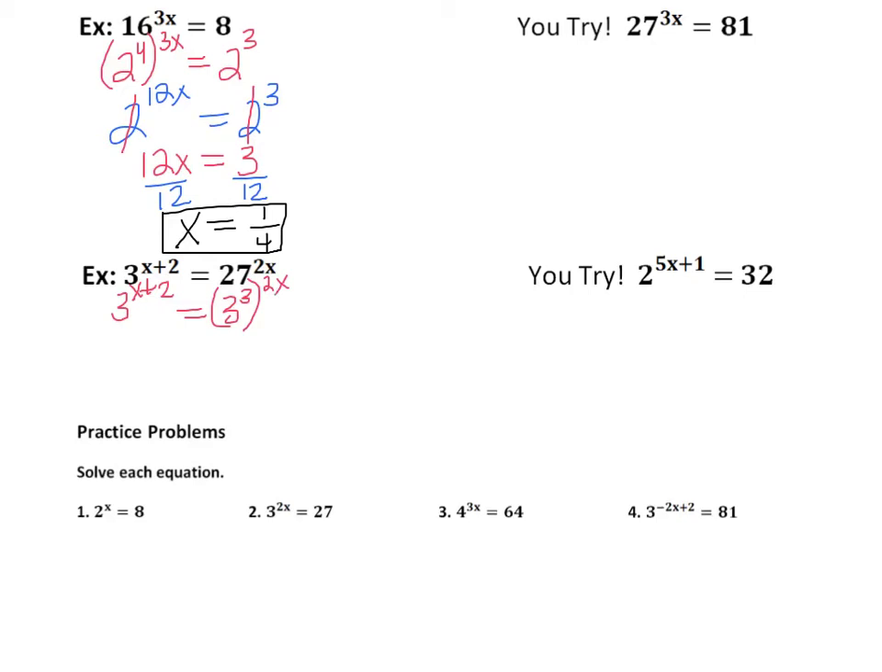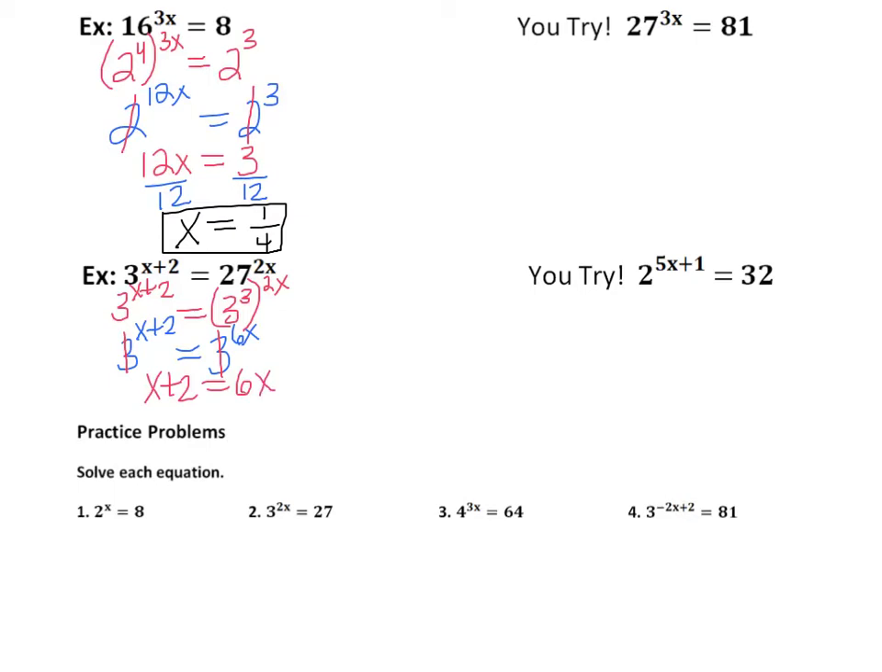The next step was to apply the power property of exponents. So 3 to the power of 3 to the power of 2x is really 3 to the power of 6x, since they multiply. And on the left, it's still 3 to the power of x plus 2. Now that we have the same base, we can just set our exponents equal to each other. So I'm going to ignore the bases and say x plus 2 is equal to 6x.